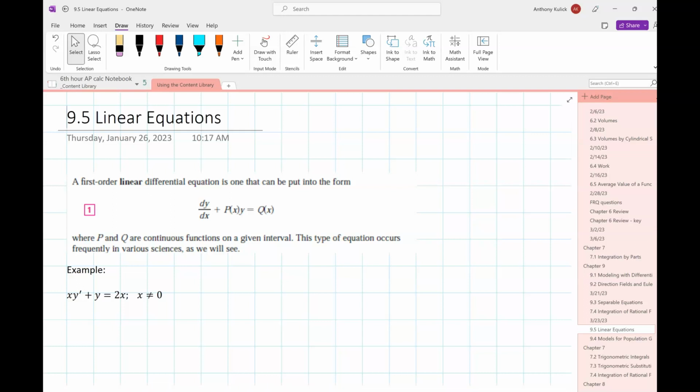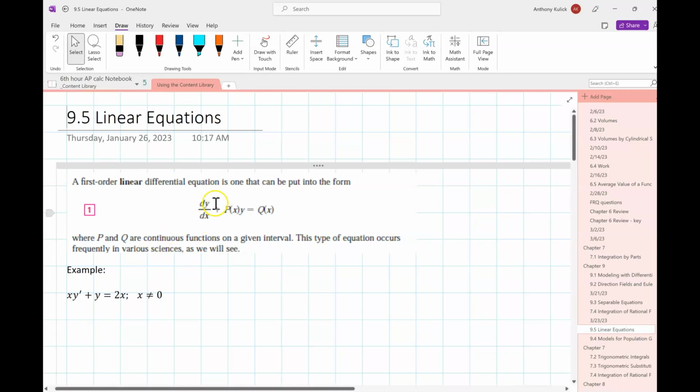We call it first order because the derivative is just the first derivative. And we say that it's a linear differential equation if we can write it in this form. So we have the derivative of y plus some function of x times y equal to some other function of x.